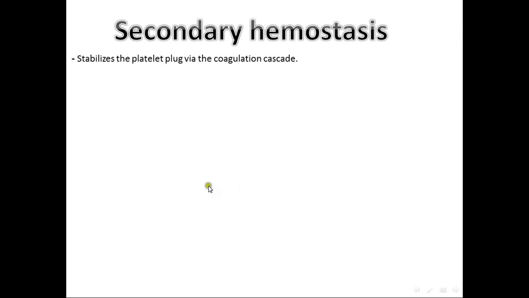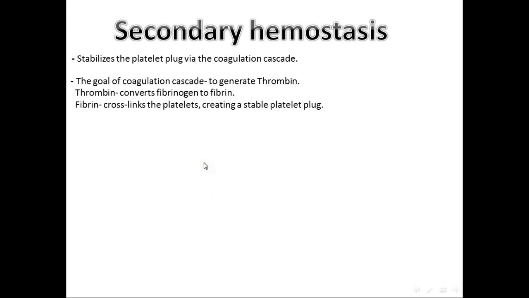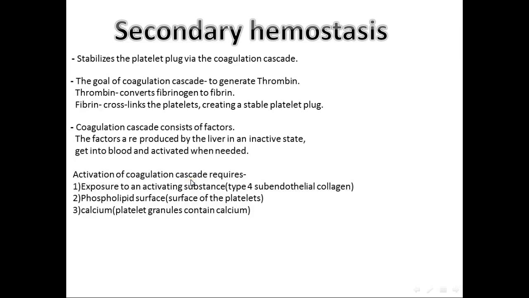So basically, secondary hemostasis stabilizes the platelet plug by the coagulation cascade. The goal of the coagulation cascade is to generate thrombin, which converts fibrinogen to fibrin, and fibrin cross-links the platelets, creating a stable platelet plug. The coagulation cascade consists of factors. The factors are produced by the liver in an inactive state, get into the blood, and are activated when needed.